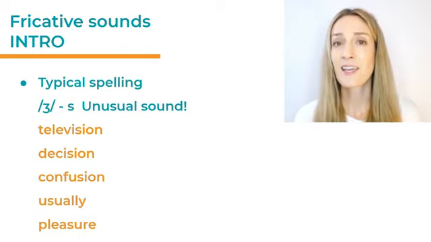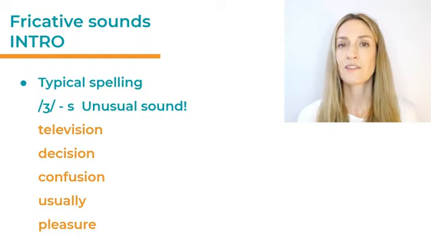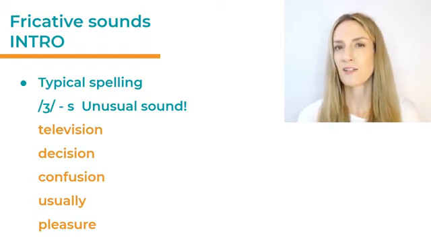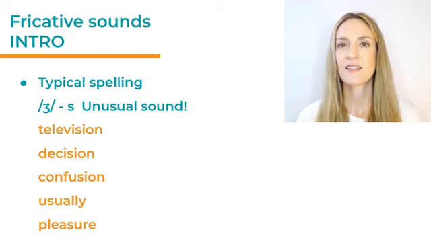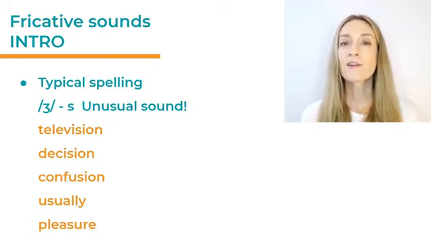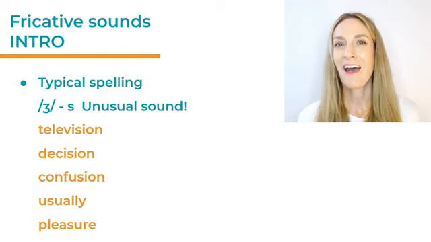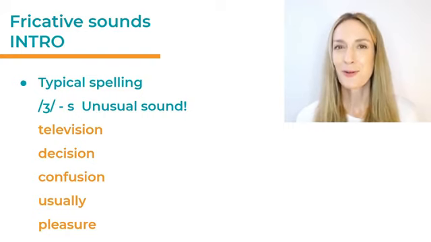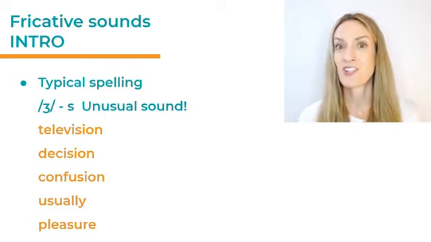Let's have a look at the next sound. Here we have zh. Now, this is always spelled with an S. It's quite an unusual sound in English. There are some words, but not many. For example, television, decision, confusion, usually, pleasure. I know you probably think, oh, but they are very common words. I know, but there are not many words that have this sound, although I'm sure you know these ones, so they all have a zh sound.